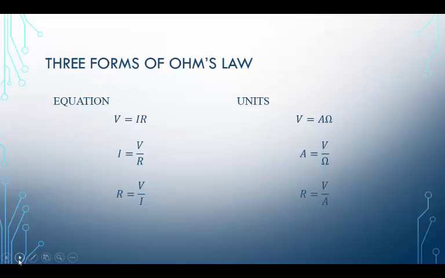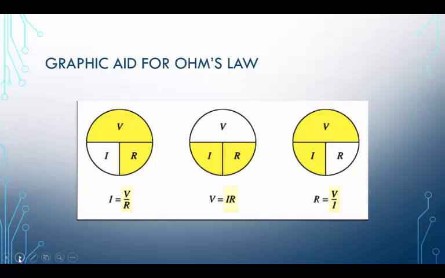Ohm's law can be written in 3 forms. Although it is fundamentally V equals IR, by applying simple algebra, we also find that the current is the voltage divided by the resistance, or the resistance is the voltage divided by the current. As a graphic reminder, we have the circle in which we can see that the current is the voltage divided by the resistance. The voltage is the current times the resistance, or the resistance is the voltage divided by the current.